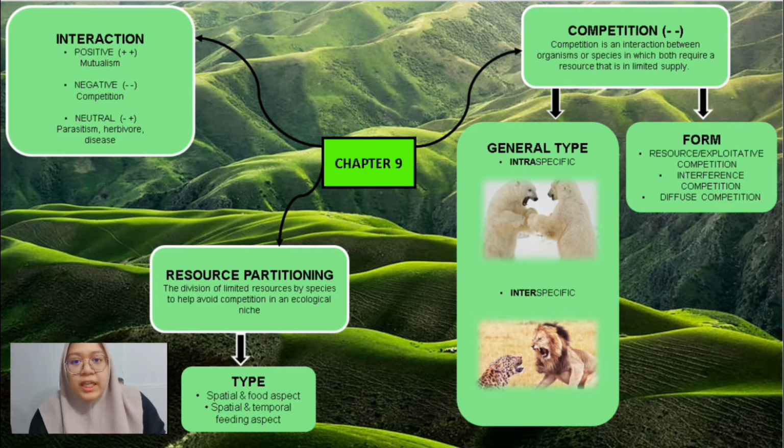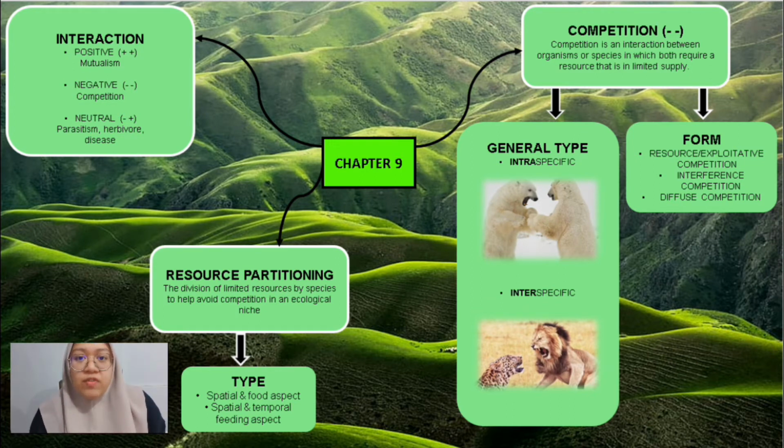And please take note of inter and intra-specific competition. Inter-specific competition occurs between individuals of different species, such as in the picture, competition between jaguar and lion. And other than that is intra-specific competition, which occurs between individuals of the same species, like in the picture, the competition between the polar bear. We'll talk about forms of competition, which include resource or exploitative competition, interference competition, and also diffuse competition.